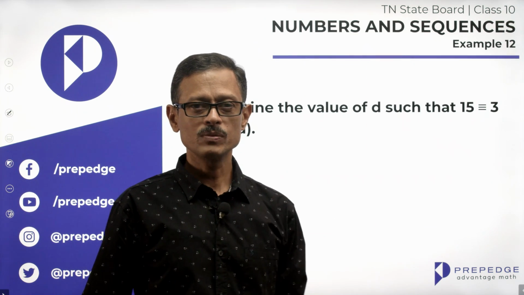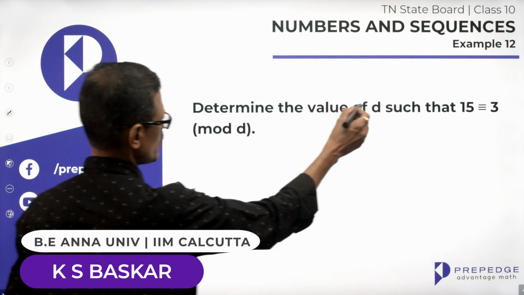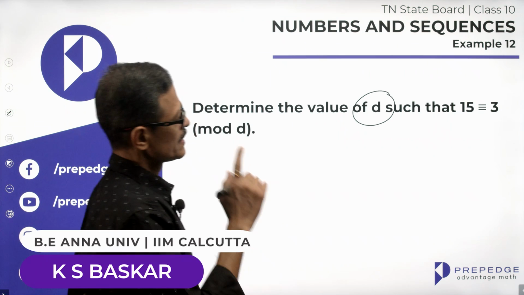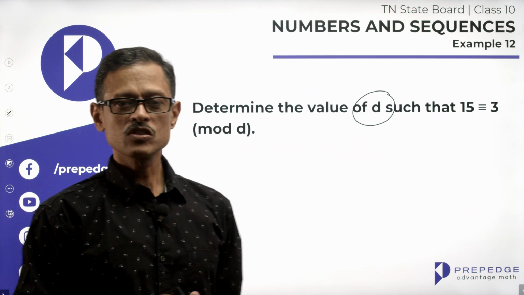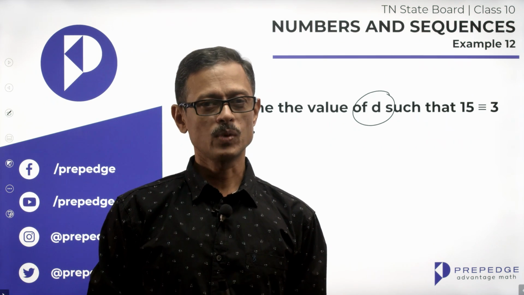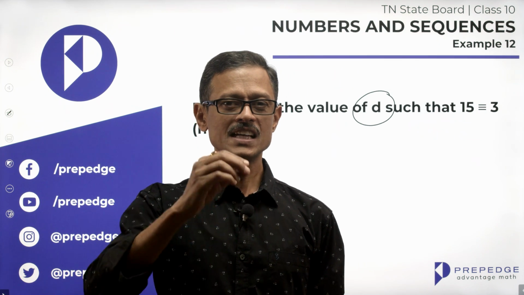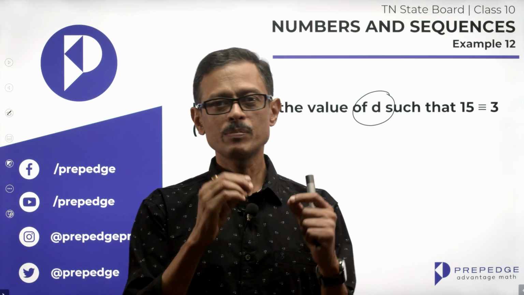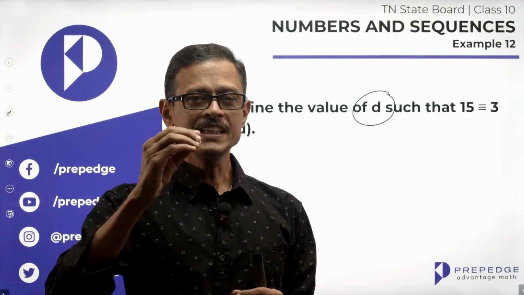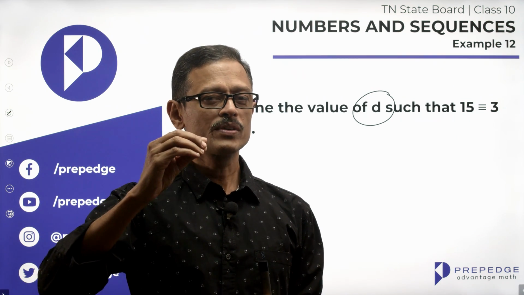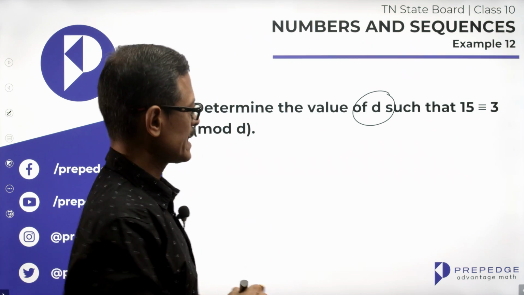Example 12 in chapter 2. Determine the value of d. d எவ்வளவுன்னு கண்டுபிடிக்கணும் such that 15 is congruent to 3 mod d is what they have said. இதை சால்வ் பண்ணுறதுக்கு இந்த சாப்டர் பிகினிங்கில் we started by Euclid's division lemma இல்லையா, அதையும் இந்த congruence moduloவையும் எப்படி ஈக்குவேட் பண்ணி கொண்டுறதுன்னு பார்க்க போகிறோம். Right, let's get started.